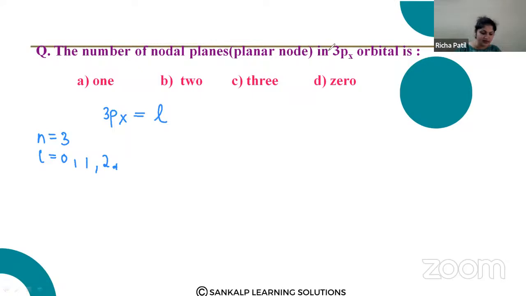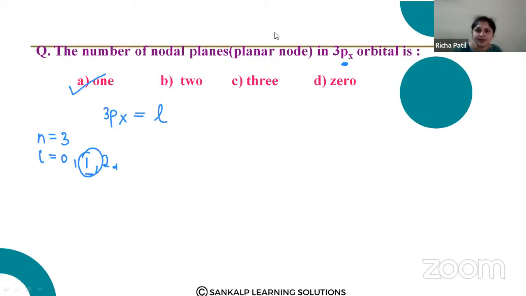Okay, so we are finding for 2px, right? So it is 1. So L is equal to 1. So for the electron, we are finding the nodal plane for 2px. They specifically asked for the orbital of 2px, so the L value will be 1. So it is 1. Okay.